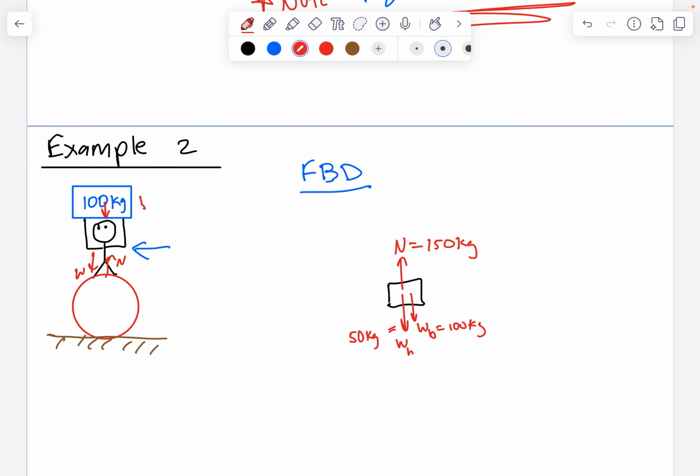And there you go. That is how you draw free body diagrams. And in the next video, I'll show you how to apply them to physics problems. Hope that helps.